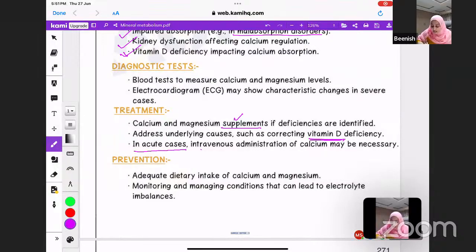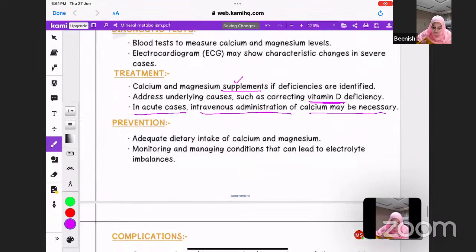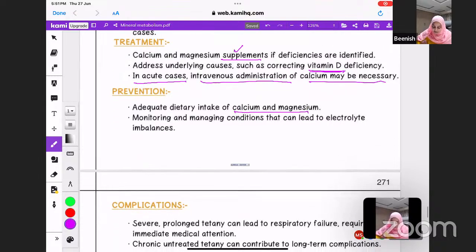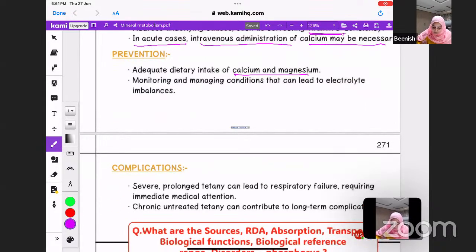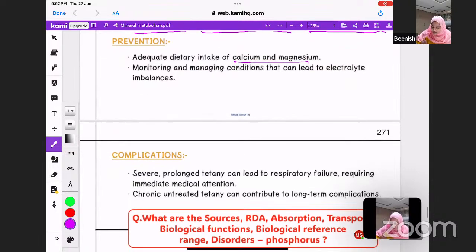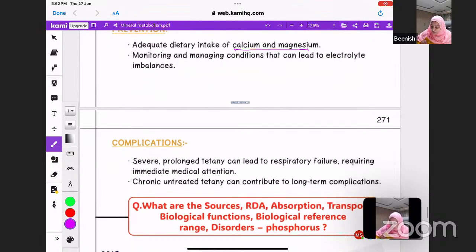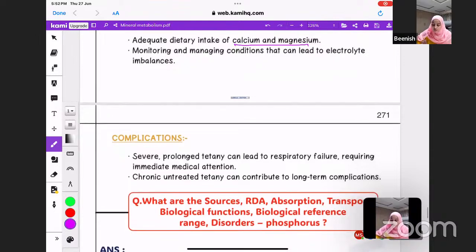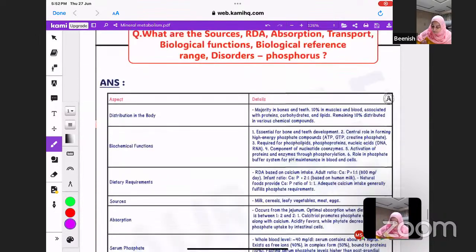In acute cases, intravenous administration of calcium may be necessary. Now, prevention includes adequate dietary intake of calcium and magnesium, and monitoring and managing conditions that can lead to electrolyte imbalance. Talking about complications, severe prolonged tetany can lead to respiratory failure requiring immediate medical attention. Chronic untreated tetany can contribute to long-term complications. So that was about tetany.